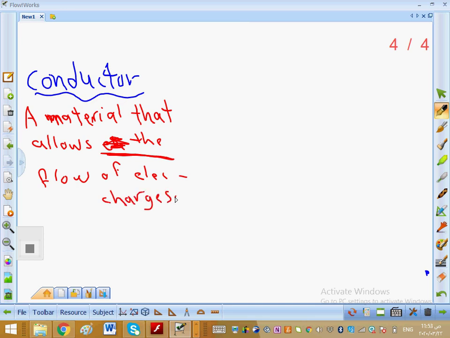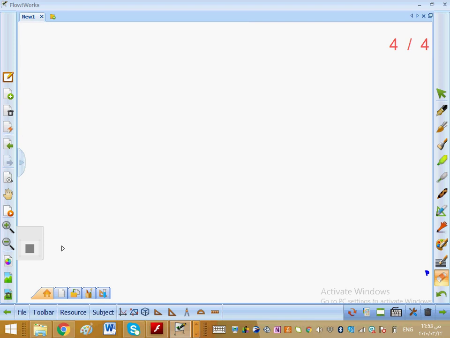And we know most metals are good conductors of heat, and we said good conductors of heat are good conductors of electricity. The second one, insulator, and we said insulator means a material that doesn't conduct electric charges, or it resists the flow of electric charges. Plastic, rubber, and foam and sponge are examples of insulators.